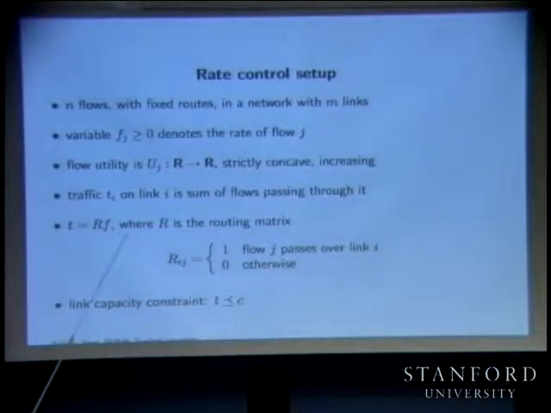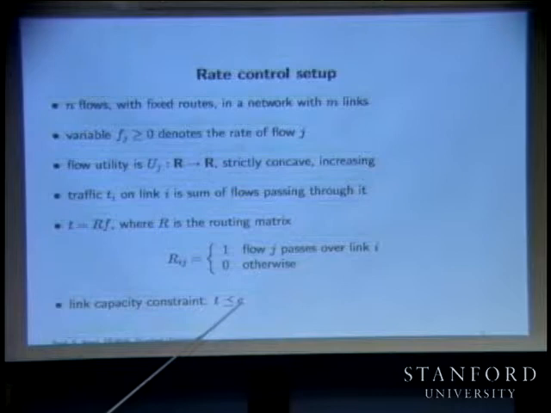The topology of the network is given by a routing matrix. R_ij is 1 if flow j, that's the second index, passes over link i, and 0 otherwise. The link capacity constraint is that the traffic, this vector of traffic on the links, has to be less than the capacities of the links. So this is the limited resource right here, the edge capacity.